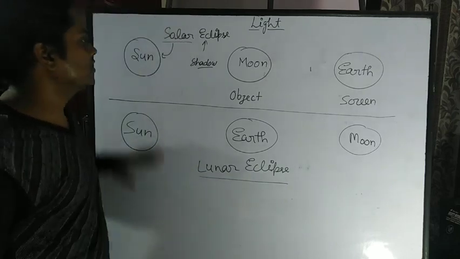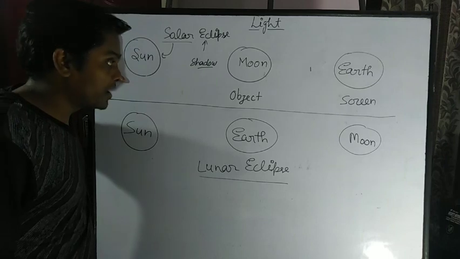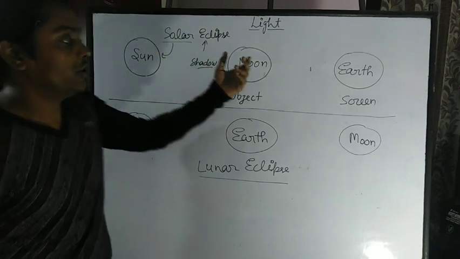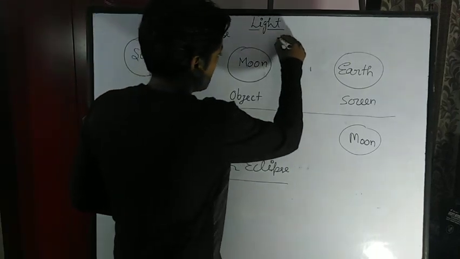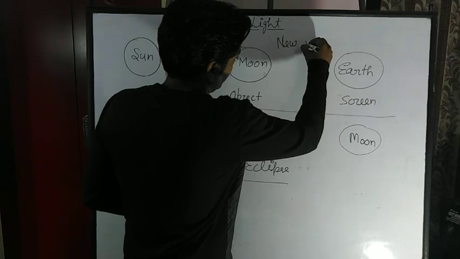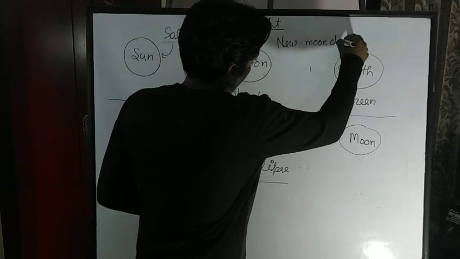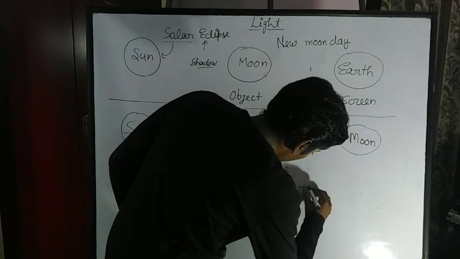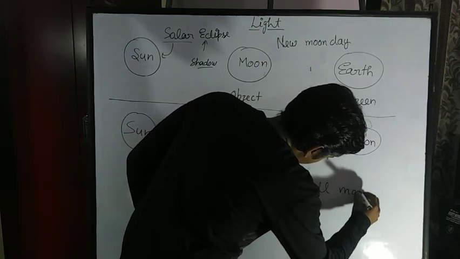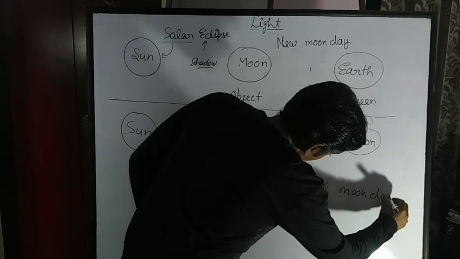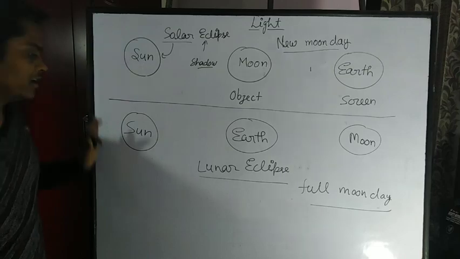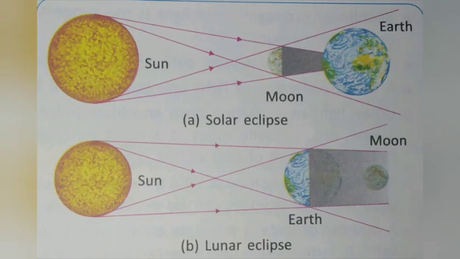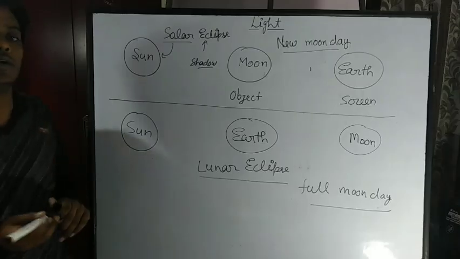One most important thing: solar eclipse happens on new moon day, and lunar eclipse occurs on full moon day. So here is the figure of solar eclipse and lunar eclipse with explanation.